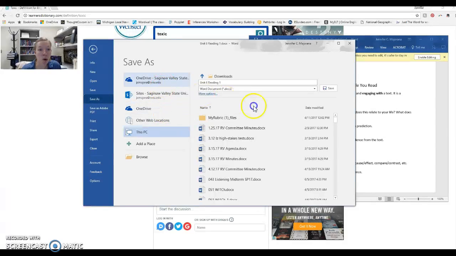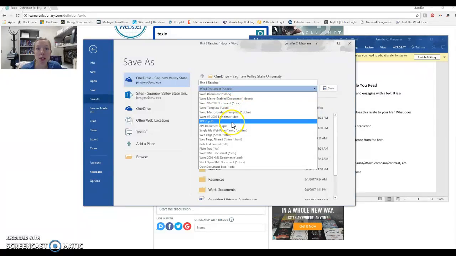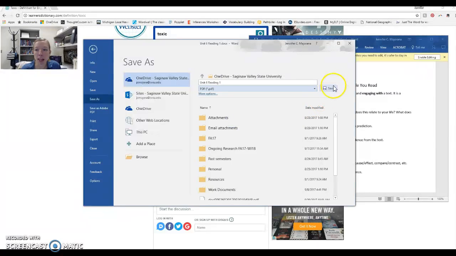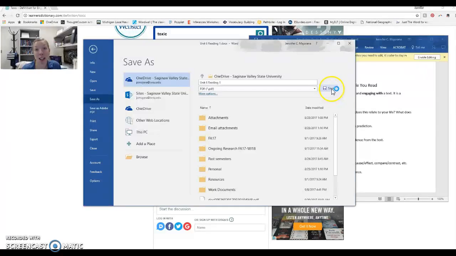I'm going to save it in my OneDrive, okay? And right here, make sure you save it as a PDF. That will ensure that the comments that you put, I can actually see it when I open it up, okay? So save it as a PDF, save. Okay, it's not going to let me do it because I'm actually editing right now. Make sure you close it first. Okay, so save it as a PDF.